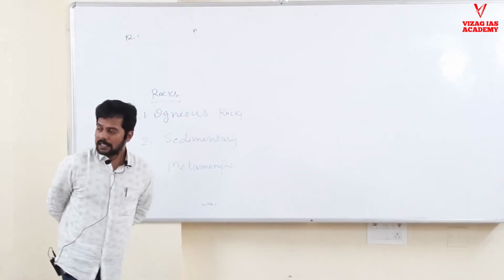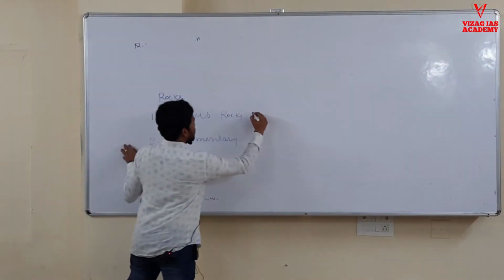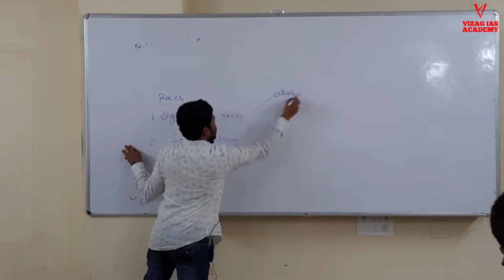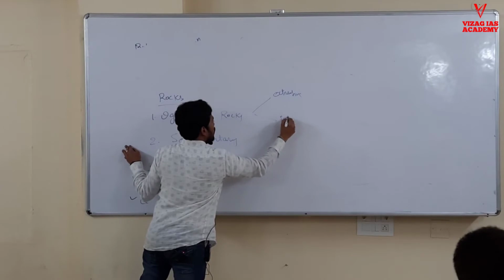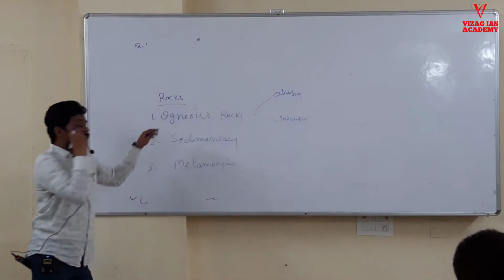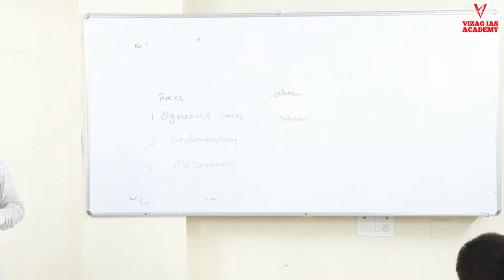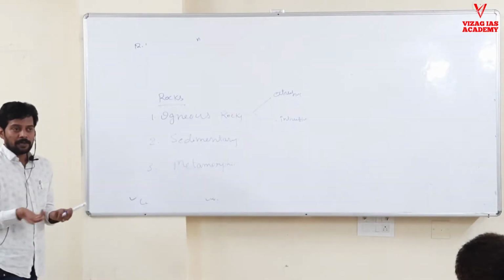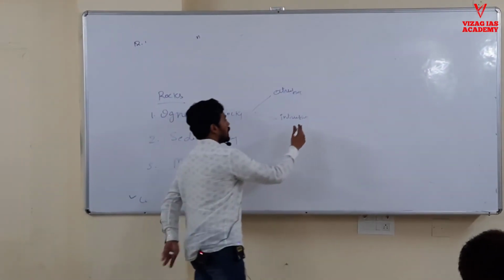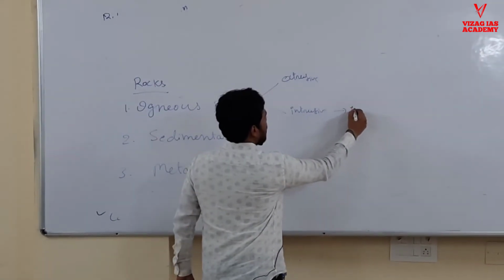Igneous rocks are of 2 types. One is extrusive, the other is intrusive. These are all formed because of volcanic activity. Volcanic activity means magma only, the constituent material is magma or lava. If it is because of the magma inside the earth, those are called intrusive.